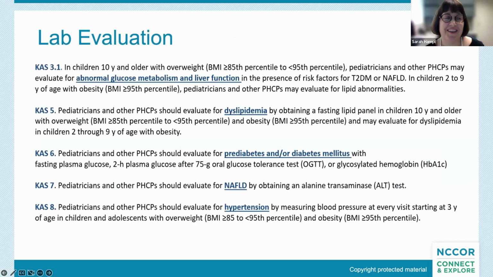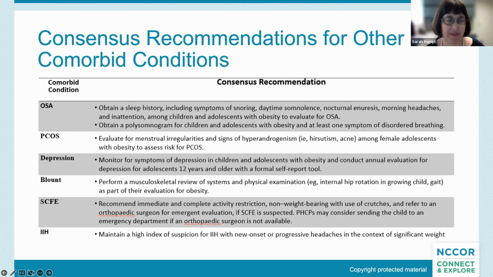I probably will not go into each of these in detail, but we do have key action statements on the main comorbidities that were covered in the technical reports. And we balanced our recommendations, or our key action statements, giving as much information and specificity as the evidence permitted, so that you'll see, for example, in KAS 5, that dyslipidemia evaluation should be done in children 10 and older with overweight and obesity, and may be considered for children ages 2 to 9 with obesity. So as much specificity as we could add was added to these key action statements.